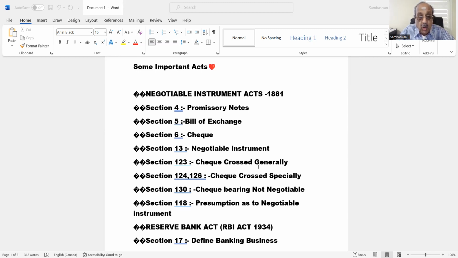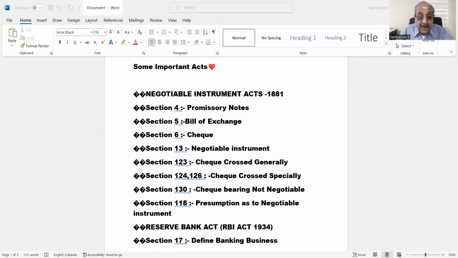Section 8 says a holder is a person who has got legal title on the instrument. Section 9 says a holder in due course is one who becomes a holder for consideration and without any notice of the defect to the title of the instrument, in good faith.